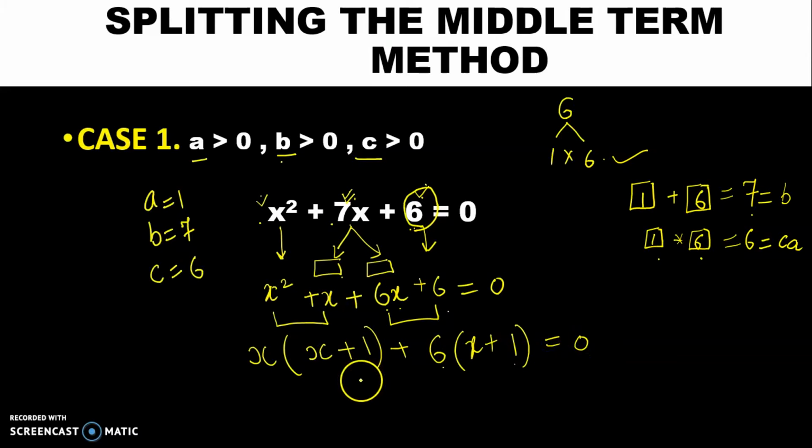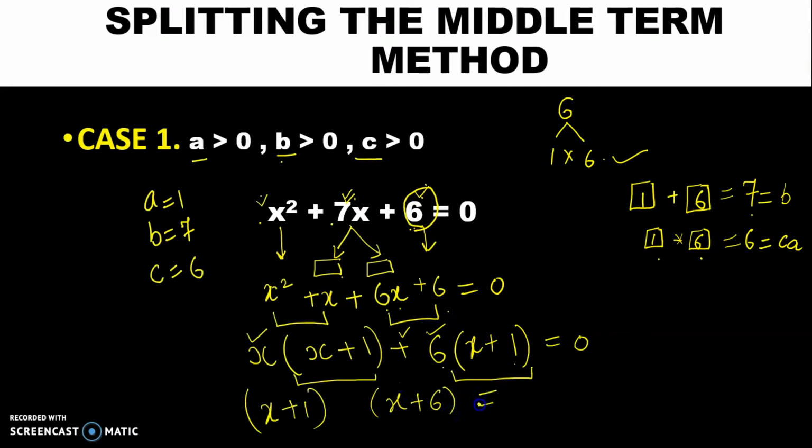Remember that in this method, these two brackets must be the same. If they are not, either we have to make them the same by taking the minus sign common, which we will discuss in another case, or maybe you made some mistake. So now, write this same bracket, that is x + 1, and the remaining thing x + 6, equal to 0.